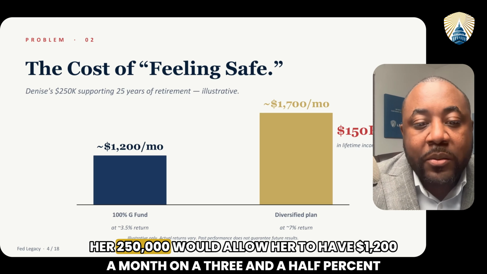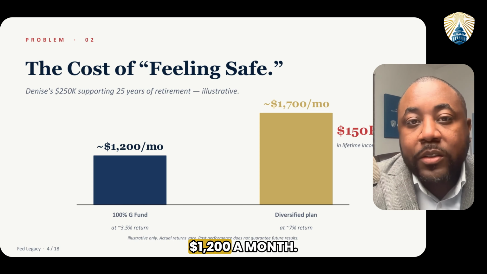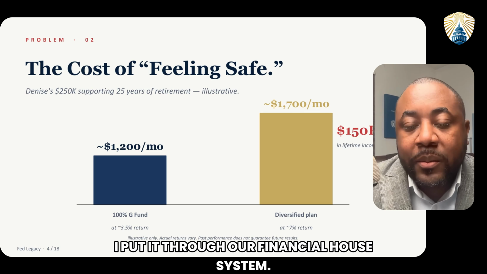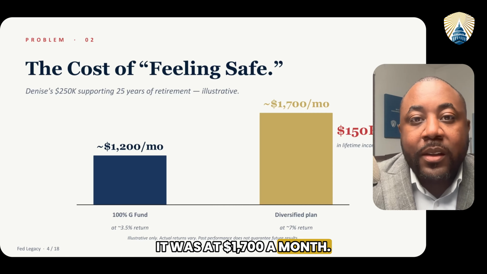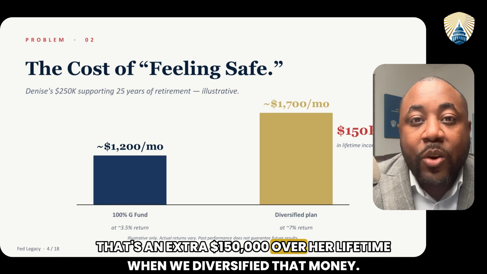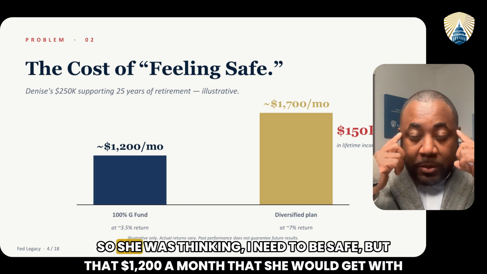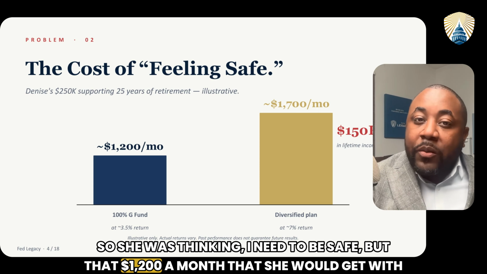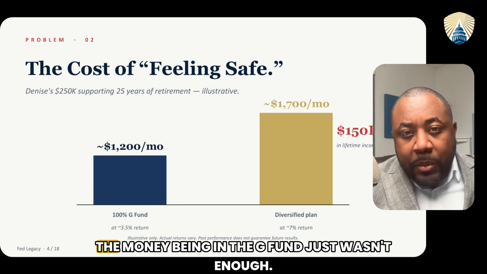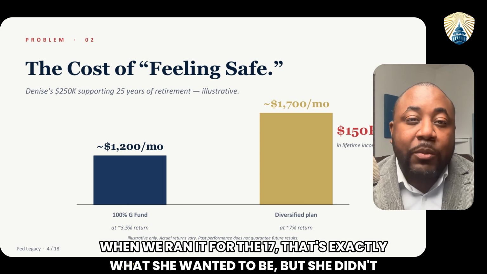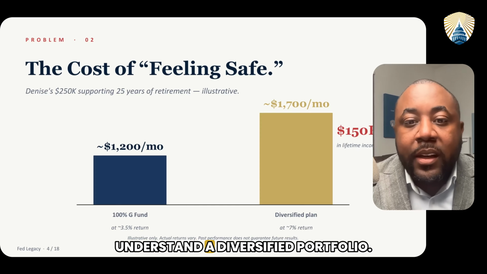Her $250,000 would allow her to have $1,200 a month on a 3.5% return. That's it, $1,200 a month. But when we ran it with a diversified plan through our financial house system, it was $1,700 a month. That's an extra $150,000 over her lifetime when we diversified that money. That made a big difference for her. She was thinking, I need to be safe, but the $1,200 a month she would get with the money in the G fund just wasn't enough. When we ran it for the $1,700, that's exactly where she wanted to be, but she didn't understand a diversified portfolio.